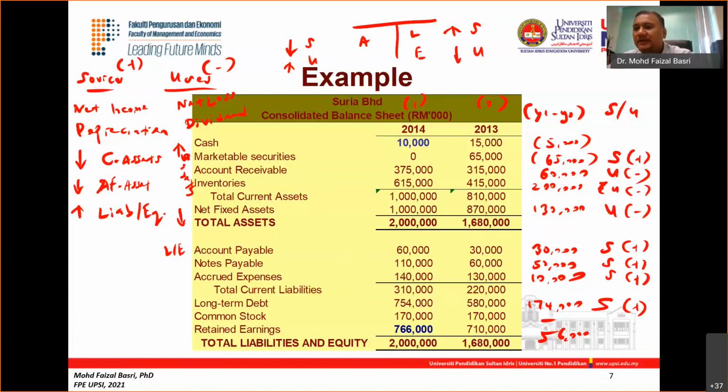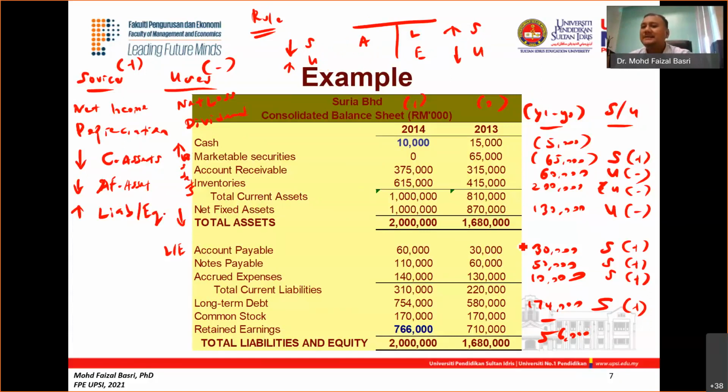Okay, so this will be our second step. First we find the changes, find the difference. Second, we label them between sources and uses, like so. Okay, using this rule. So you have to remember this rule. This rule is really, really crucial. Okay, I recap for the last time. For assets, decrease in assets, sources, increase in assets, uses. For liabilities and equity, increase will be sources, decrease will be uses. Okay, and then we will label accordingly.